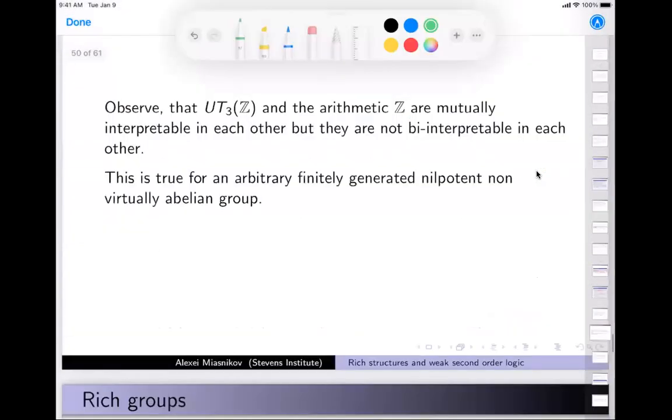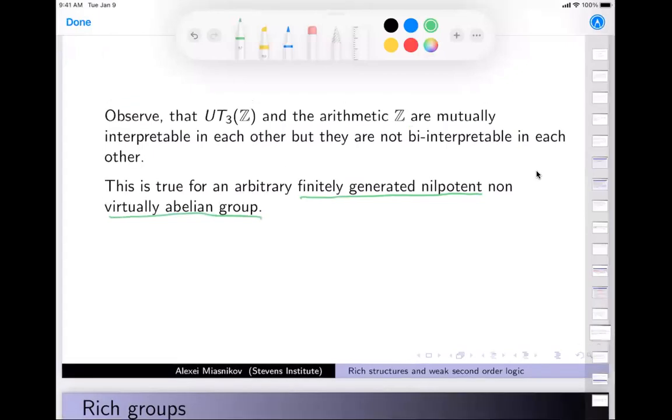In fact, this is true for an arbitrary finitely generated nilpotent non-virtually abelian group. That's what we again showed in this paper that I mentioned. If you take a finitely generated nilpotent group, non-virtually abelian, it's mutually interpretable with Z, but it's not bi-interpretable. That's why I said in nilpotent groups, a lot of subgroups are definable, but not all of them. But how is it related to richness?